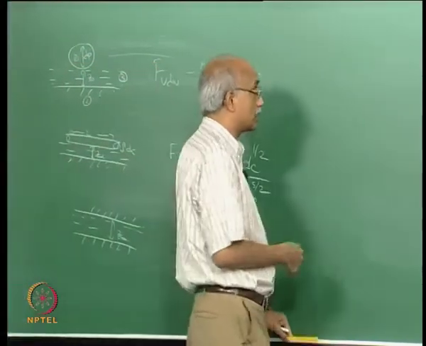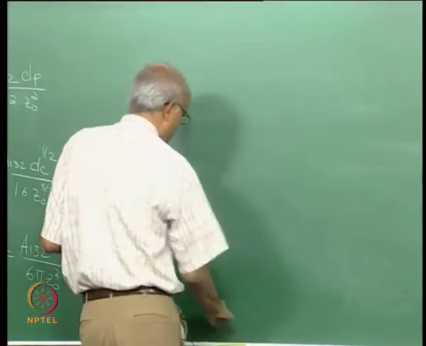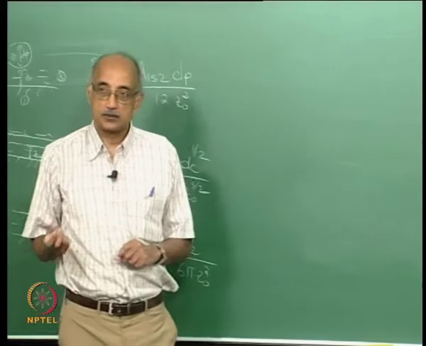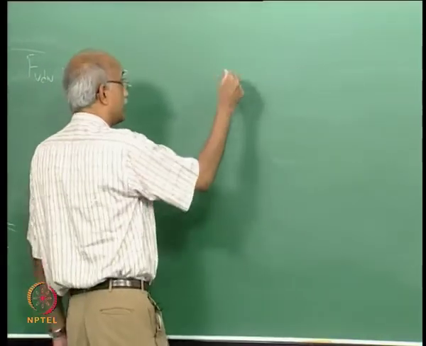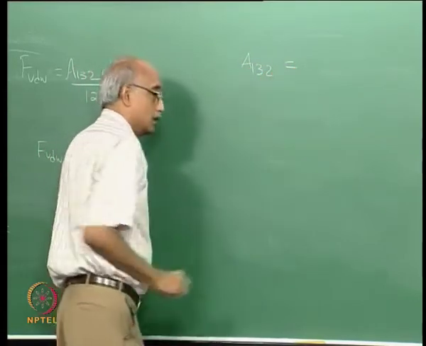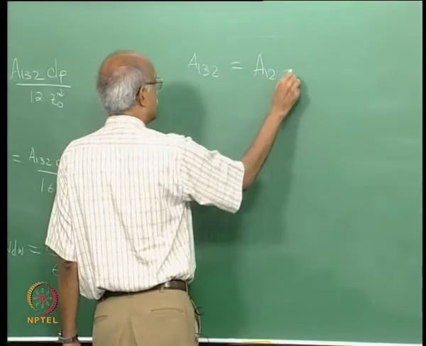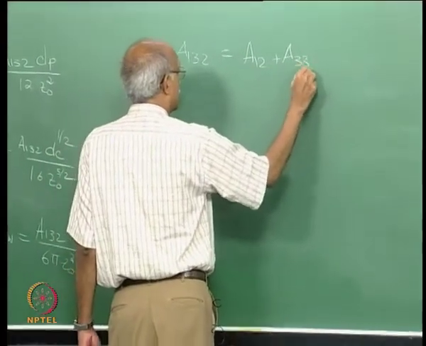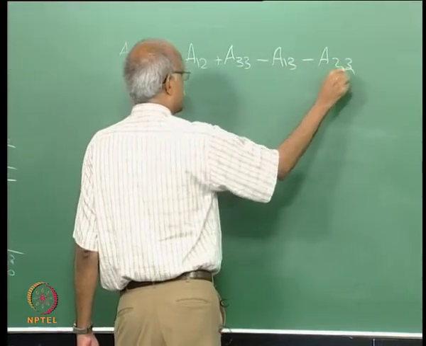A132 is the Hamaker constant for the entire system, but obviously it will depend on, as we said, the Hamaker constants of the individual objects as well as the intervening fluid. So, A132 is defined as A12 plus A33 minus A13 minus A23.